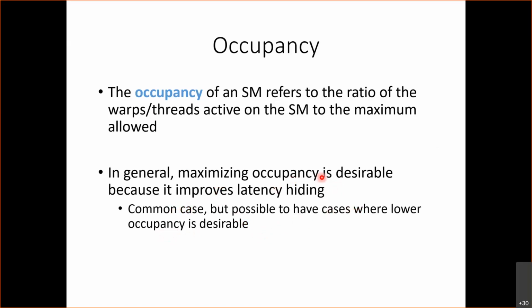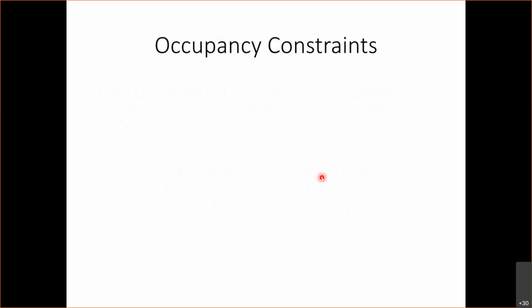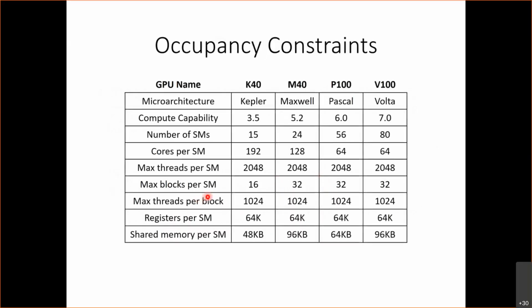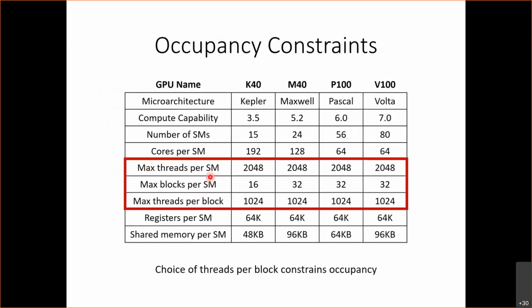Now, how can I maximize my occupancy? To maximize occupancy, I need to think about some of these other constraints. Here we've seen cores per SM, and we've seen max threads per SM. But we also have other limitations, which are the maximum number of blocks per SM and the maximum number of threads per block. There's also registers per SM, shared memory per SM, etc. So how I choose my block size impacts my occupancy.